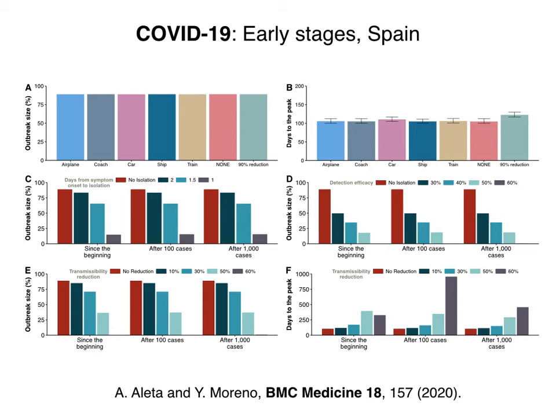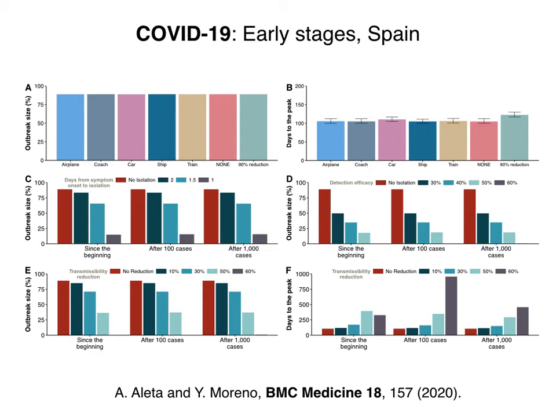Conversely, if you look at the days it takes for the disease to reach the peak, there is some effect of the mobility reduction. Sooner or later, you will get to the outbreak size and you will get to the peak. But if you reduce the mobility, you will see that this is delayed by around 20% or so. If you do nothing, this is again the red bar. With a 90% overall reduction, this is 120 days more or less. And then there are some variations depending on which transportation mode you choose.